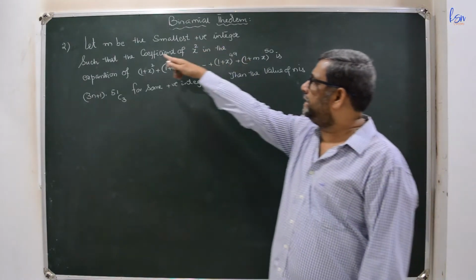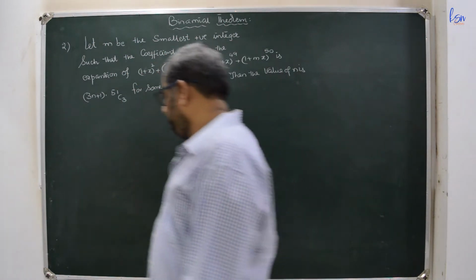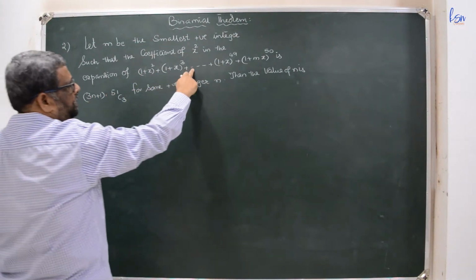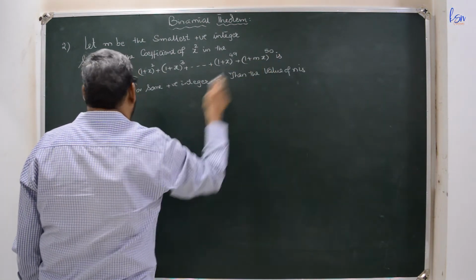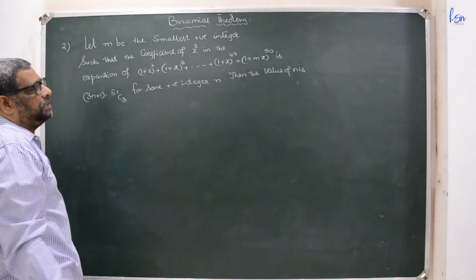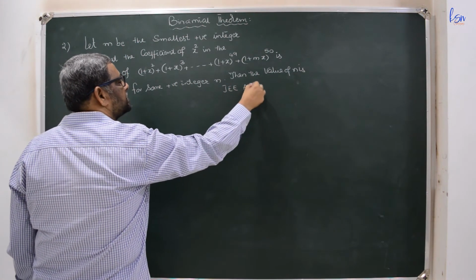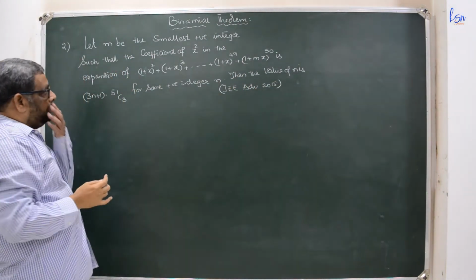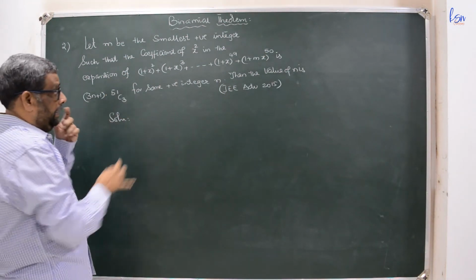The second problem is: let m be the smallest positive integer such that the coefficient of x square in the expansion of (1 plus x) whole square plus (1 plus x) whole cube plus so on plus (1 plus x) whole power 49 plus (1 plus mx) whole power 50 is (3n plus 1) into 51C3 for some positive integer n. Then the value of n is. This is a question given in JEE Advanced 2015 as an integer type question. Now we'll consider the solution. Let us look into the solution.